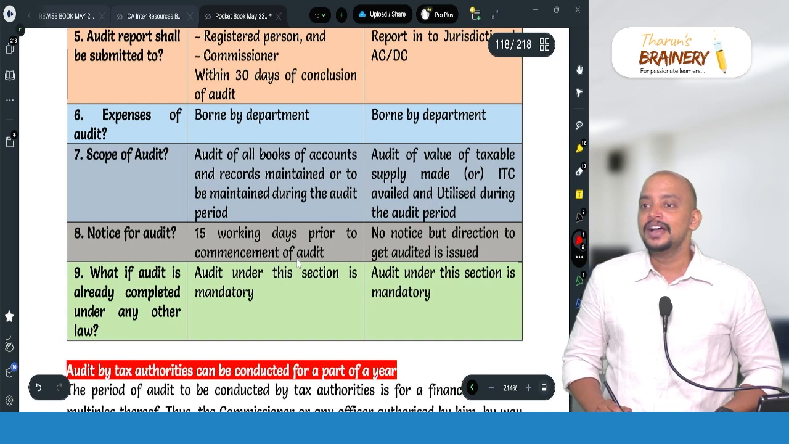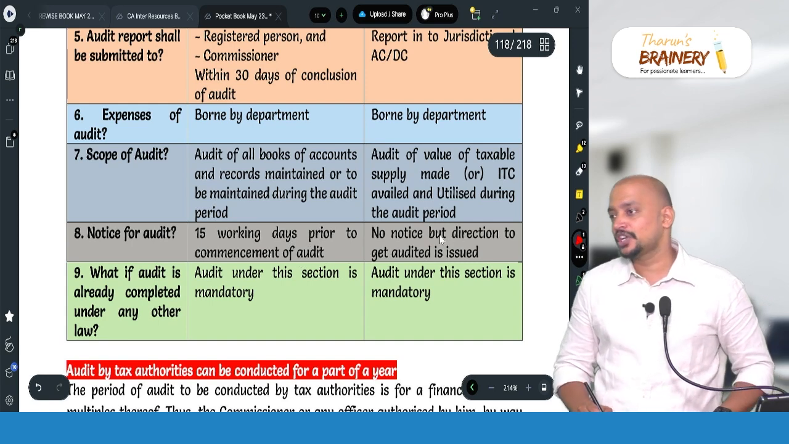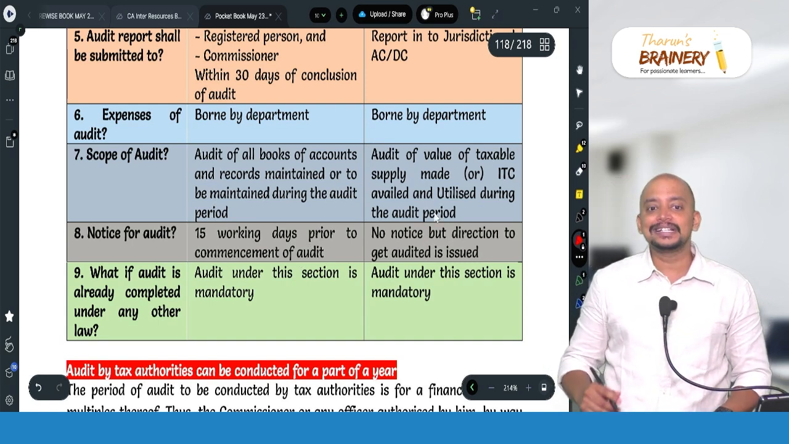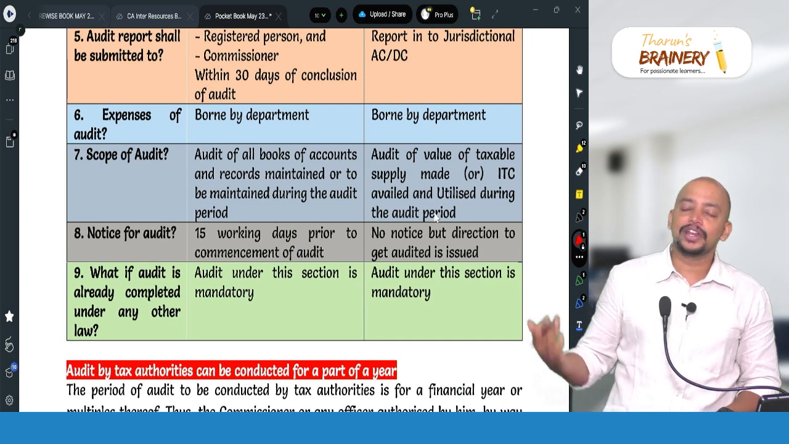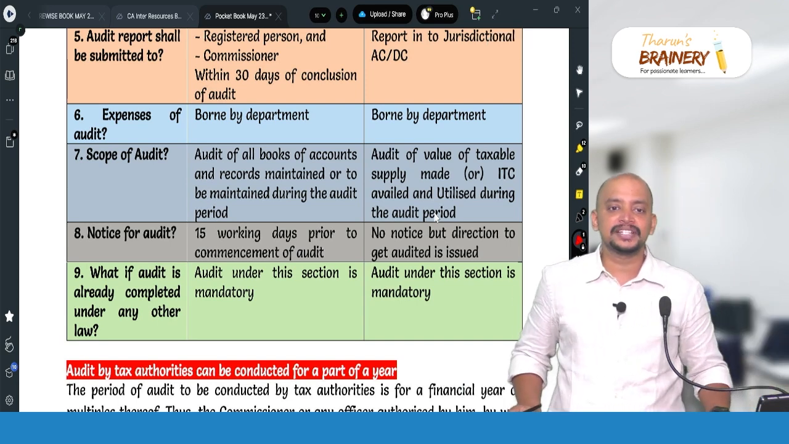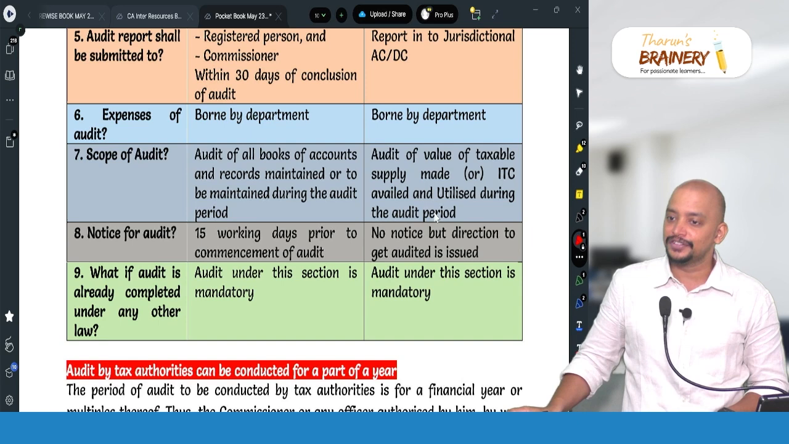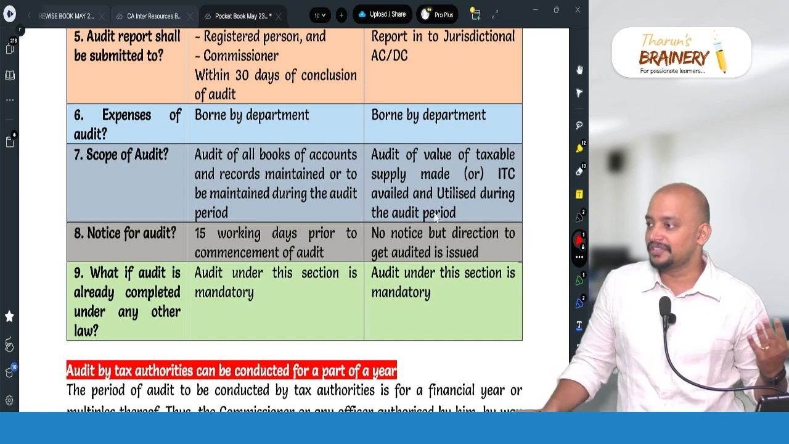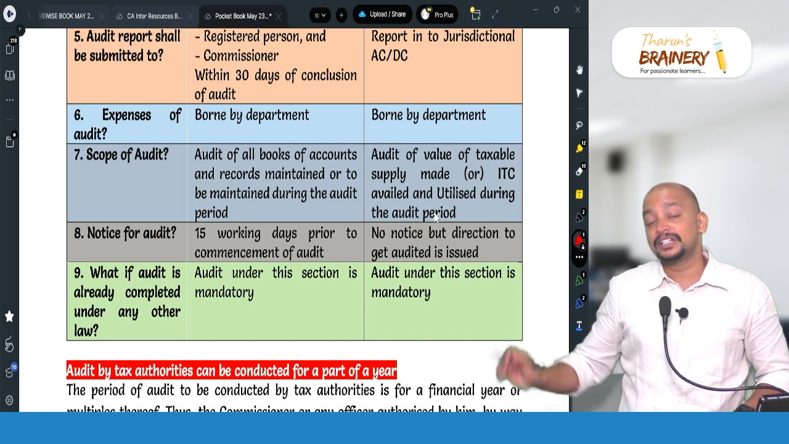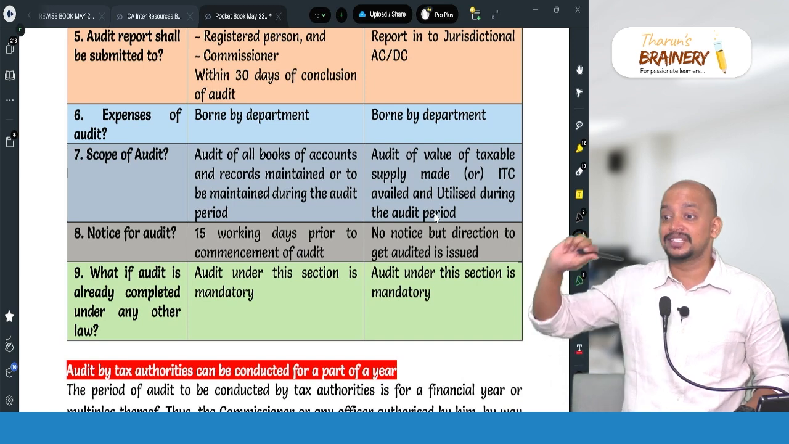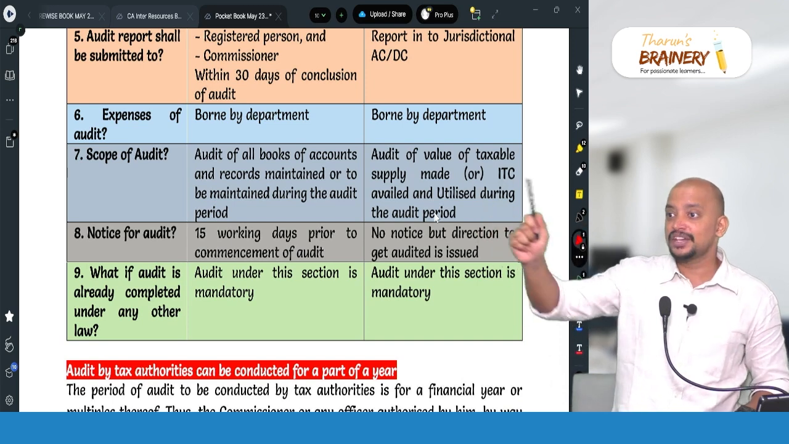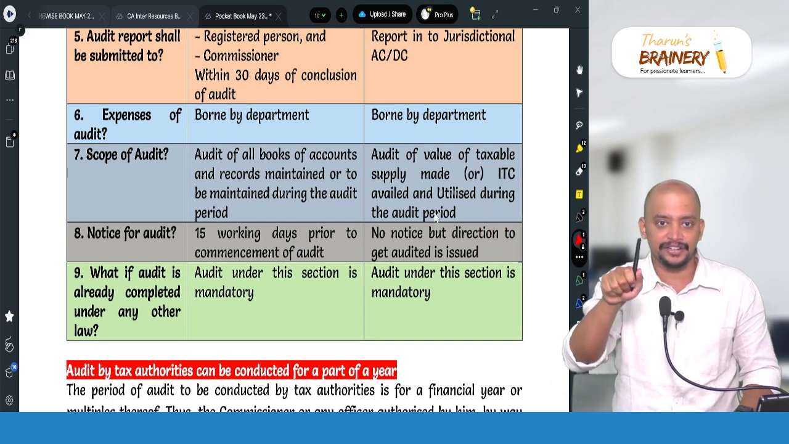That is the meaning. And in case of special audit, there is no notice, it is like a surprise. So one fine morning, the chartered accountant or cost accountant selected by the commissioner will come and knock on our door, and we have to give our records for the purpose of audit. So the direction to get audited by the CA or CMA will be given, but there is no notice given to the registered person for audit.